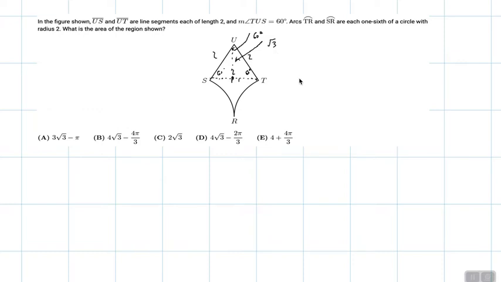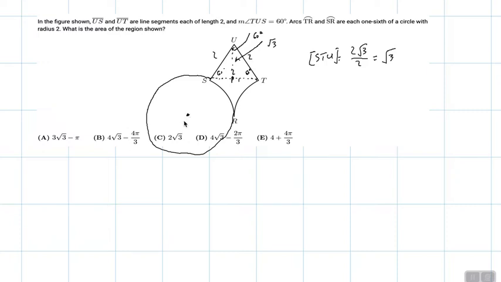And therefore, the area of STU is simply 2 times root 3 over 2. It's root 3. So from here, now we're going to focus on this lower half. So we know that this arc is 1/6 of a full circle. So we just draw out maybe what that full circle would look like. Doesn't have to be exact. Maybe look something like that.